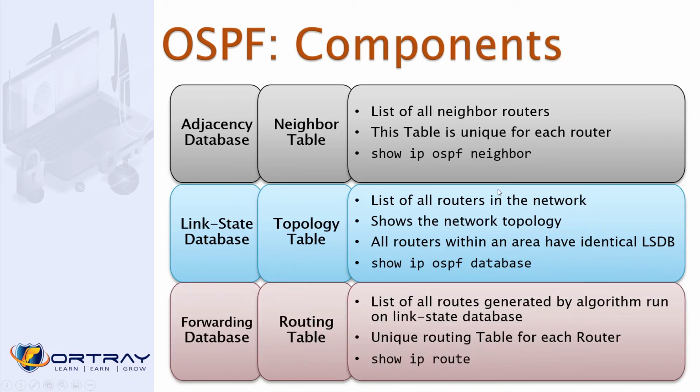Then the forwarding table: based on the topology table and neighbor table, we build our best route. Show ip route actually does that for you. So basically there are three tables: the adjacency table, normally called the neighbor table, the link state database, called the topology table, and the forwarding table, called the routing table.